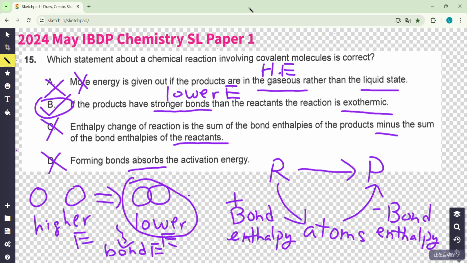Very good question. It tests you about bond enthalpy change, higher energy, lower energy, and lots of concepts. So try to learn from it. Your concept of bond enthalpy will be much better.